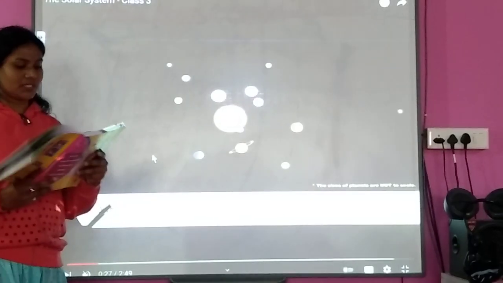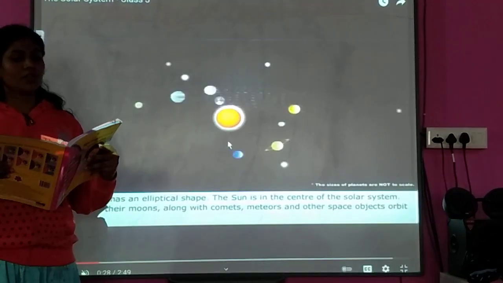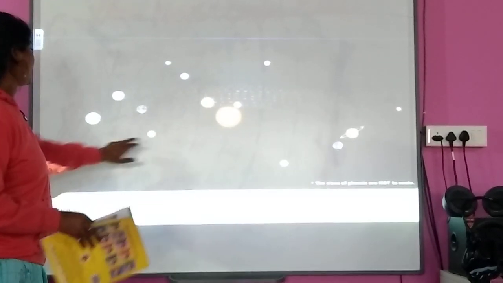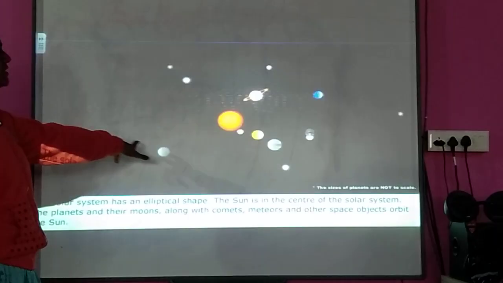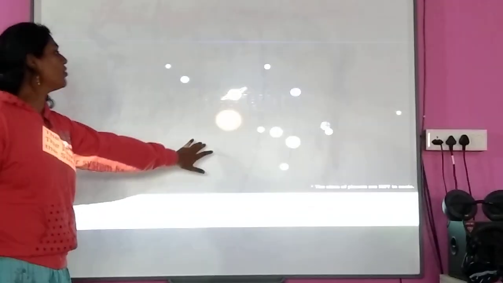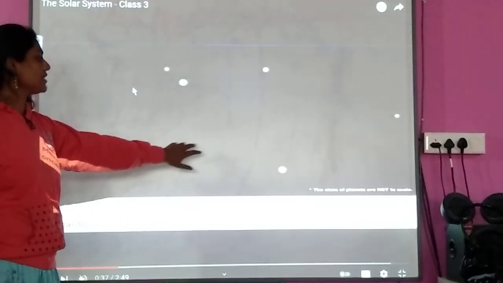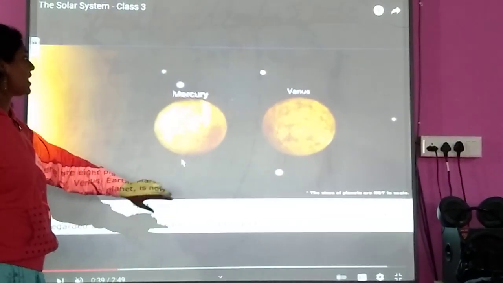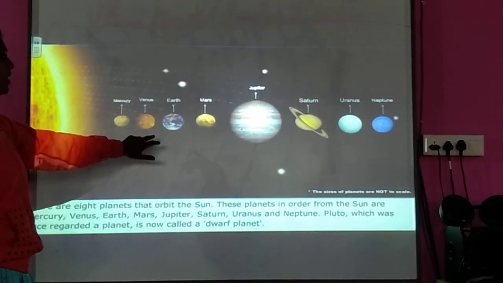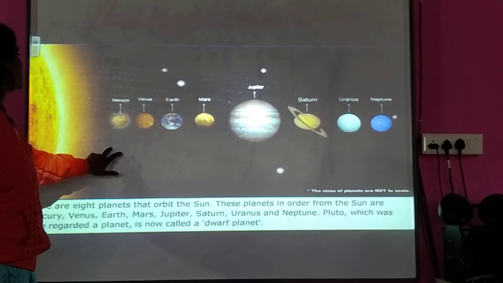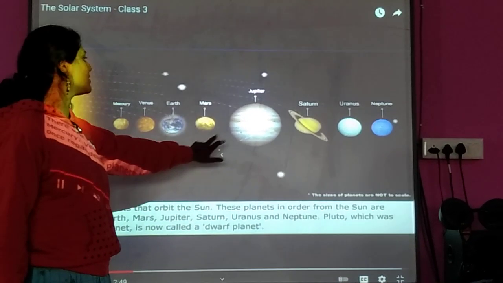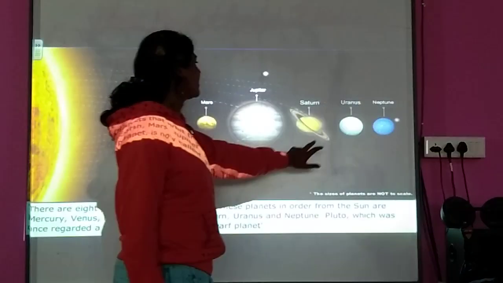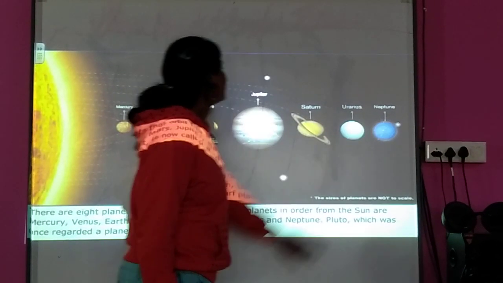About this, see, the center. This is the center of the solar system. See, all the planets are revolving around it. You can see that. Mercury, Venus, Earth, Mars, Jupiter, Saturn, Uranus, and Neptune.